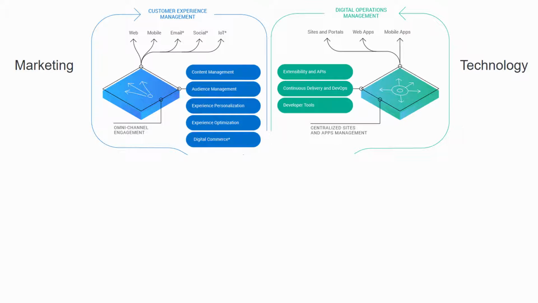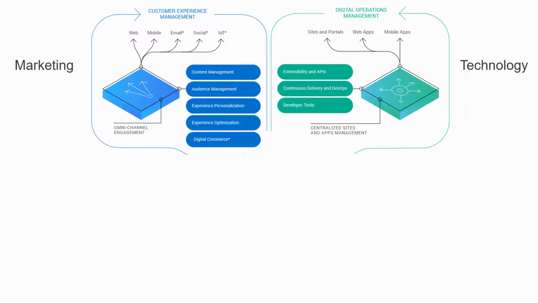By the way, the asterisk here is for things that we offer integration with best-of-breed solutions or an API for it. Now, on the other side, we have the technology side, and this is where the IT organization typically has to operate. And all they're concerned with is digital operations. How do they support the demands of the business? How do they create those sites and portals, different web and mobile apps?